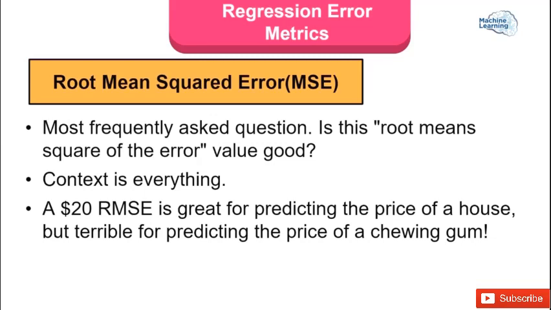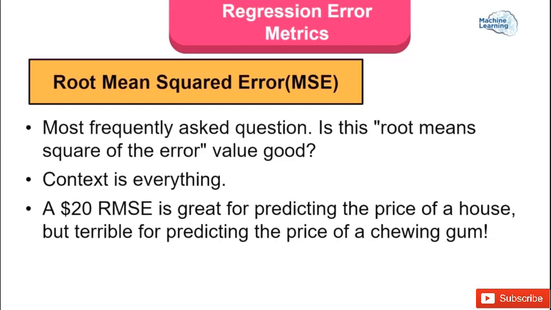Okay, so let's continue with the most frequently asked question: is this root mean squared error value any good? Well, as always, context is everything. Suppose you're implementing some kind of machine learning model and you get a $20 root mean squared error. And then you ask me, is this root mean squared error good enough? And again, I have to reply, it really does depend on the context of the situation. You get that, right?